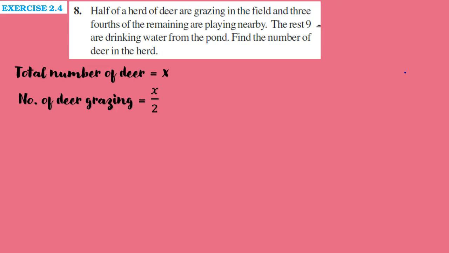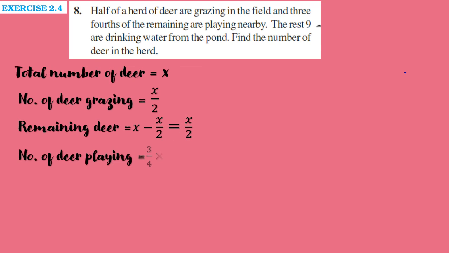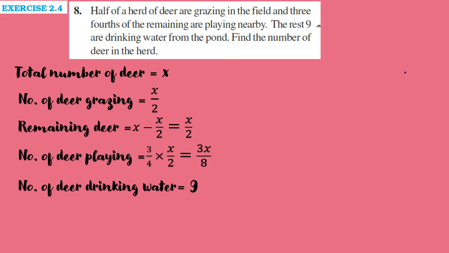Now remaining. What is the remaining? Total minus number of deer grazing. That is x minus x by 2. Remaining deer is x minus x by 2. So that means the other half, x by 2. And it is given that 3/4 of the remaining are playing. That means 3 by 4 of x by 2 are playing. So number of deer playing is what? 3 by 4 of x by 2, which is equal to 3x by 8. And the rest 9 are drinking. So number of deer drinking is 9.